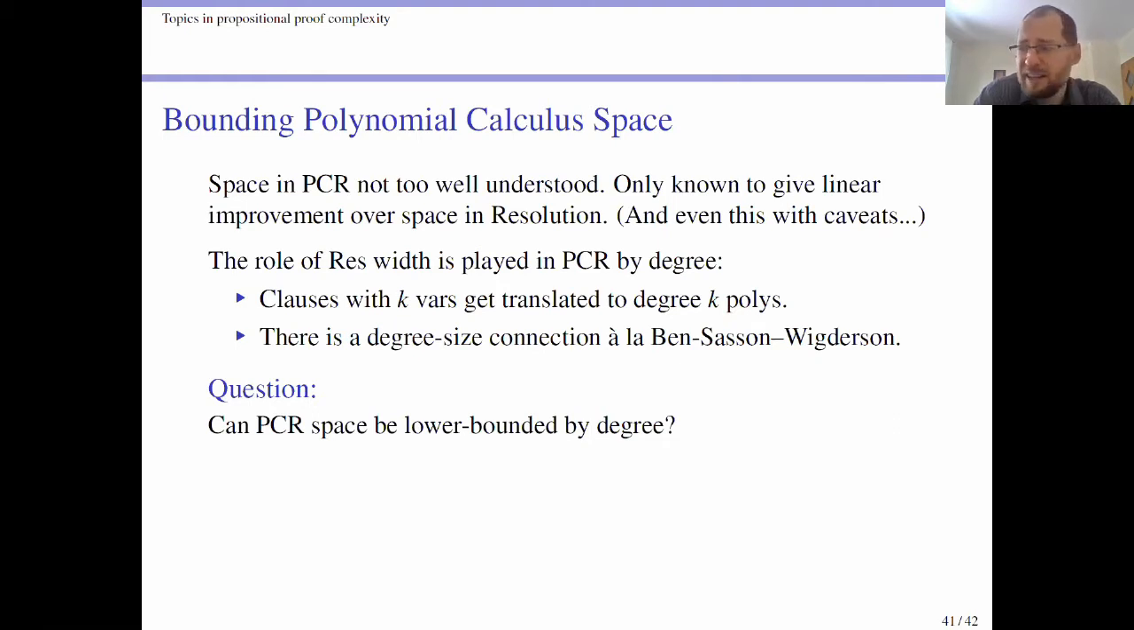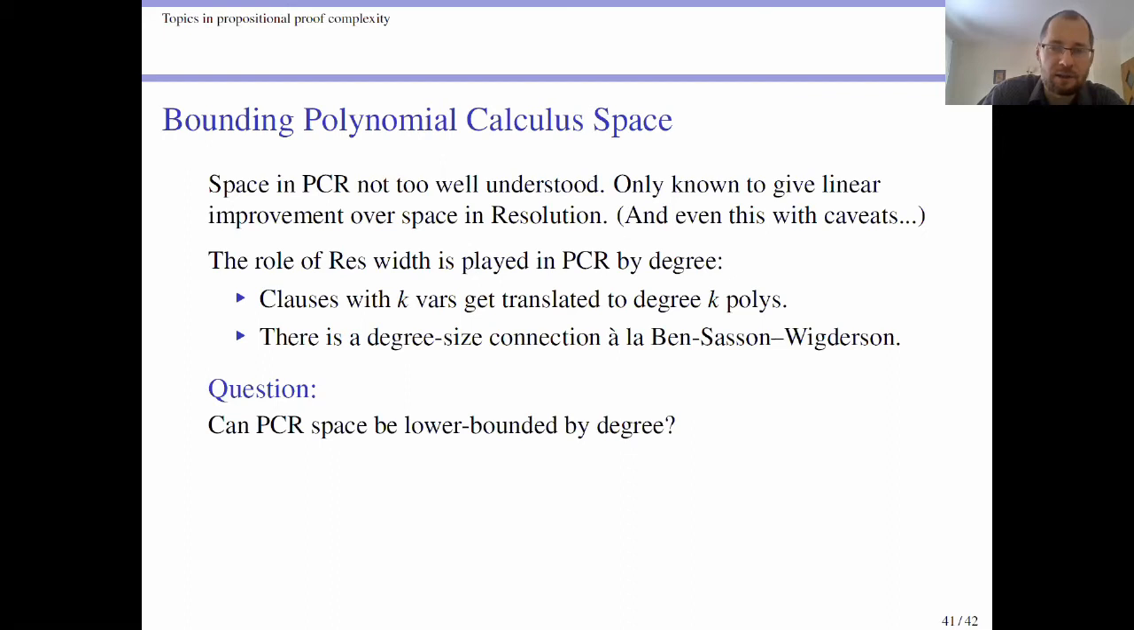So, for instance, there is a very poor man's separation of PCR space from resolution space, by some sort of factor like 4/3, and it uses artificial formulas and really takes advantage of some technical aspects of the definition of space. So technically, it could even be that PCR space is resolution space, although that would be a surprise, but it's not known. And people were wondering, since you have this result that space is lower bounded by width in resolution, can you have something analogous for polynomial calculus?